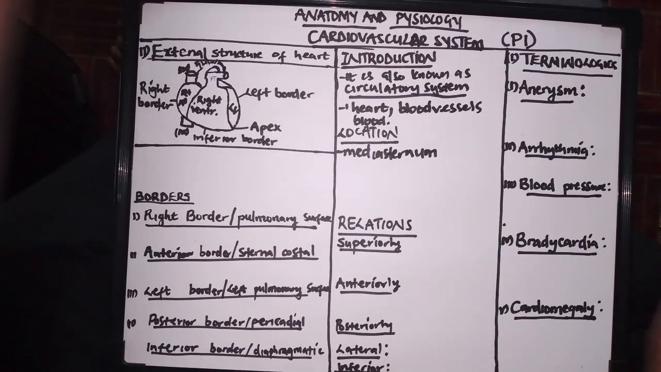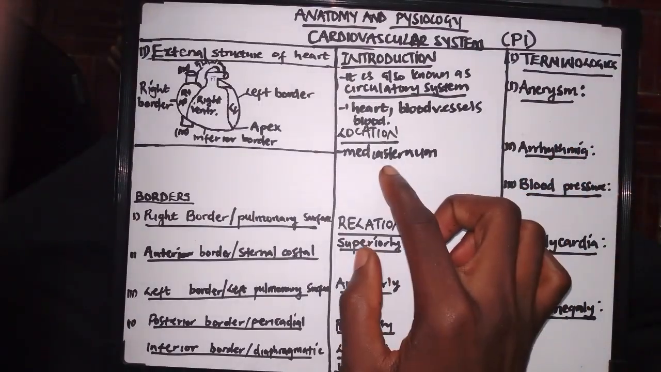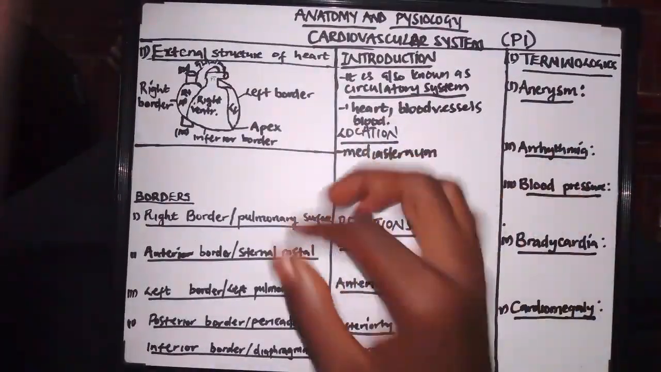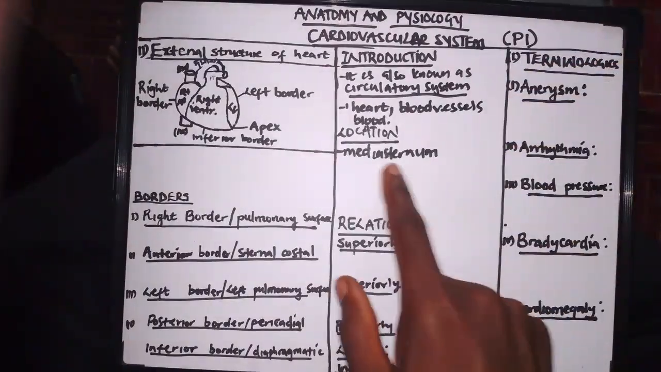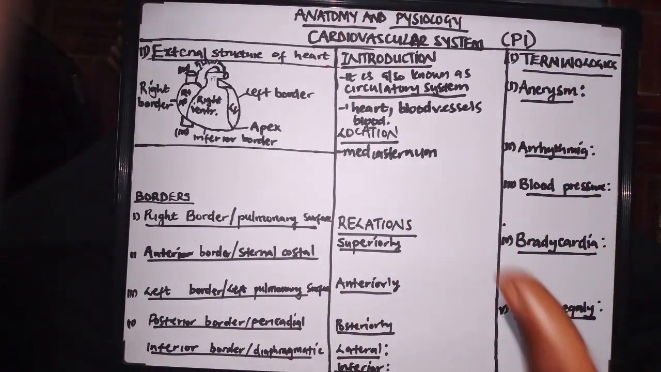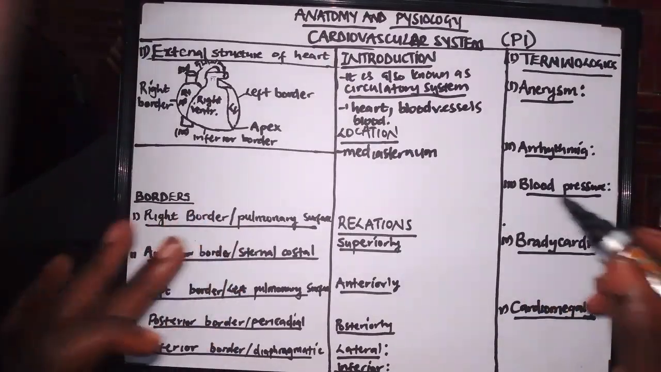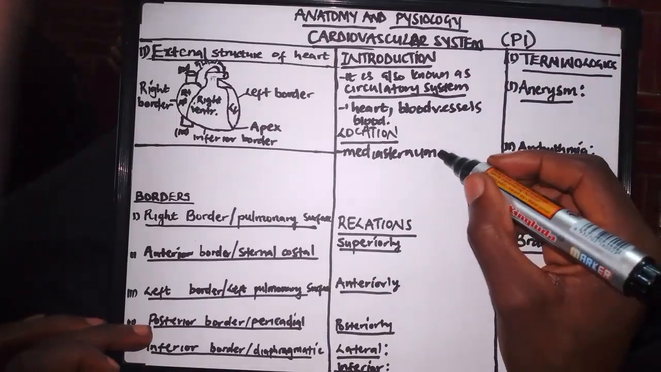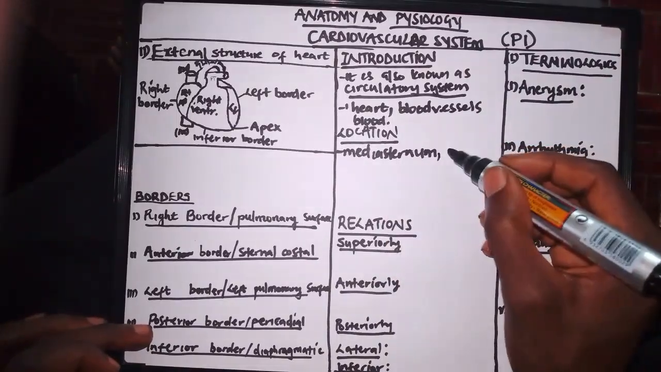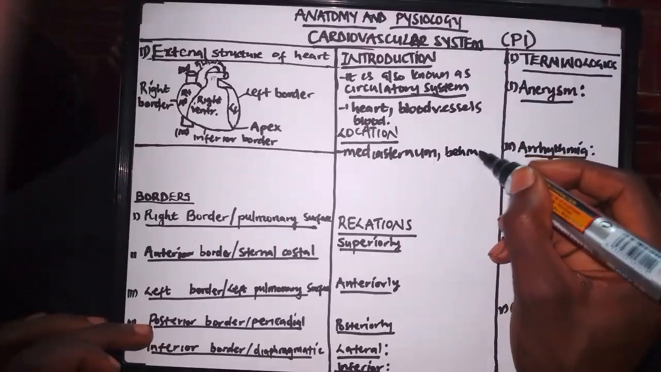So where is the mediastinum exactly? The word itself can give you a hint. We have sternum at the end, meaning it should be close to the sternum. It is located in the mediastinum, behind what? The sternum.